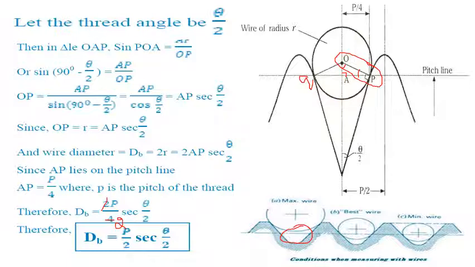Similarly, when it is actually a best size wire, the wire makes contact with the screw thread on the pitch line. Whereas when the size of the wire is undersized, then usually the wire surface makes contact with the screw thread below the pitch line. That is when the size of the wire is undersized or minimum wire. So this is how the wire can be distinguished based on its size. So this is regarding the best size wire.